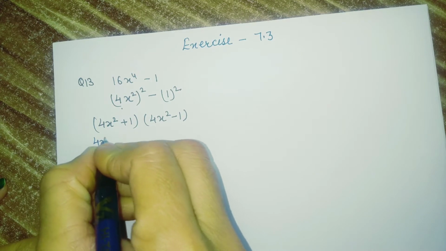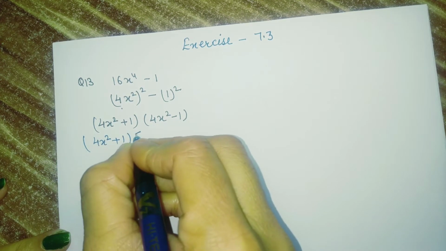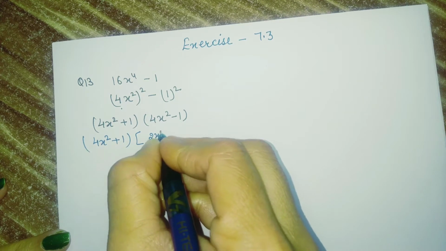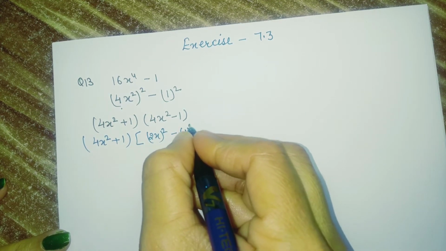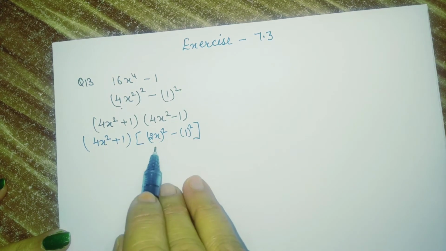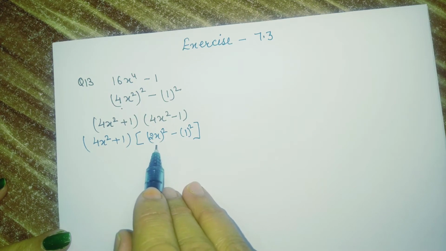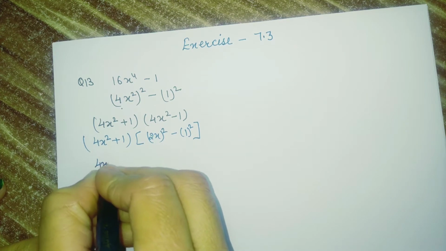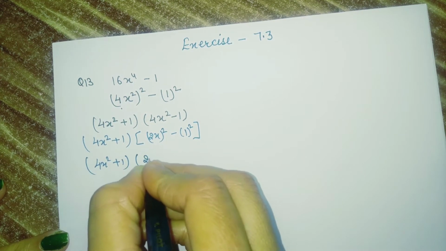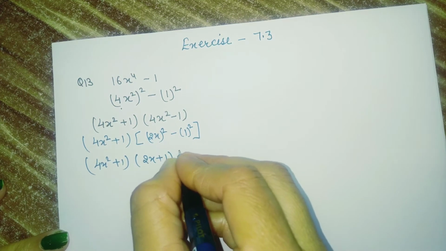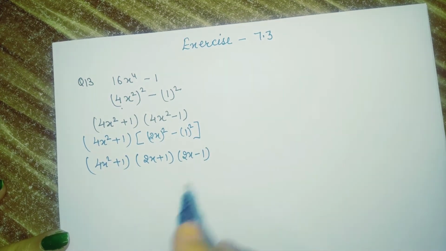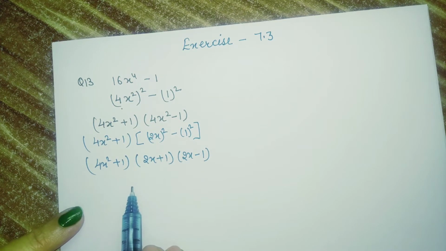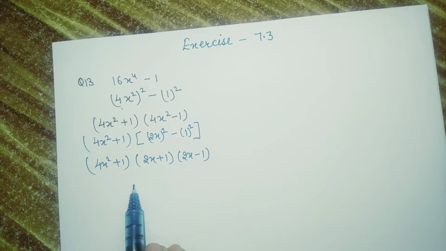We will write the first one, 4x square plus 1, as it is. Then 4x square means 2x whole square, and 1 means 1 square. It again changes into the same identity, a square minus b square, so we will split it again. A plus b means 2x plus 1, and a minus b means 2x minus 1. Now we have factorised this question. Like question number 13, questions 14, 15 and 16 are the same type. Then we will discuss the other questions, the rest of the questions of this exercise.